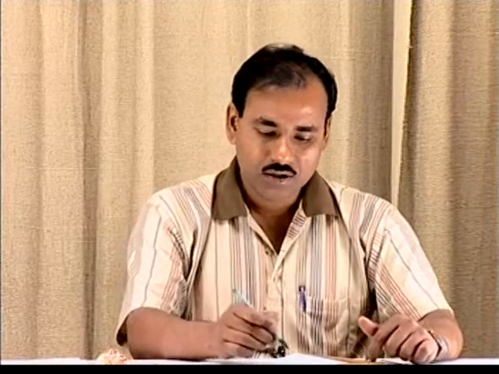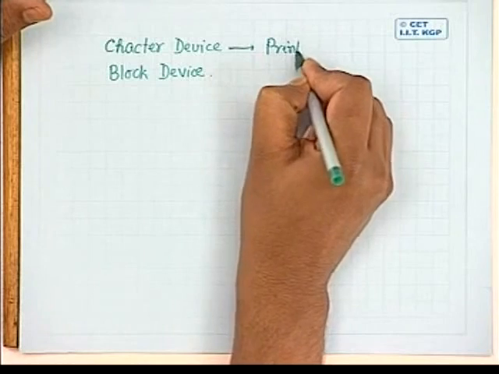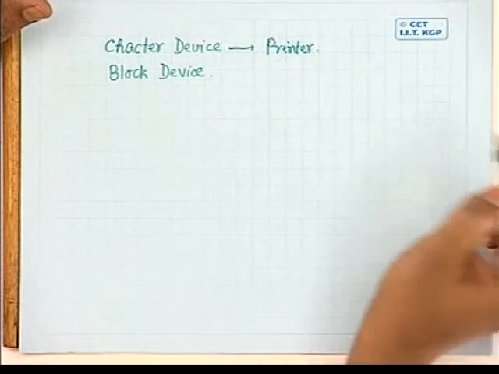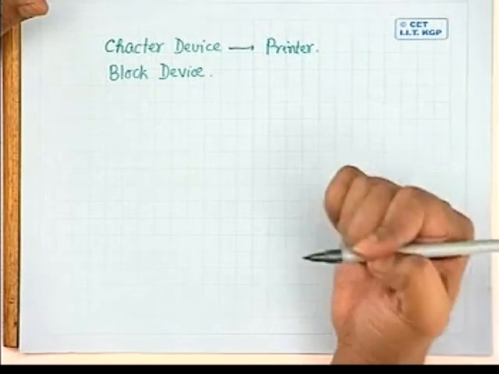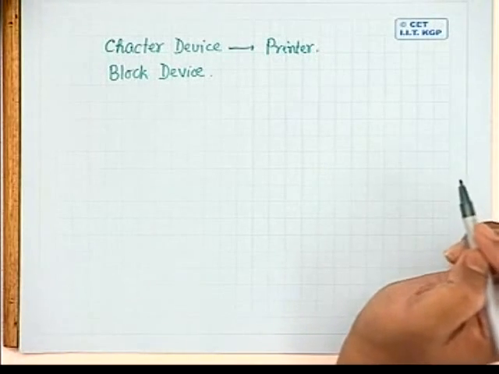Whereas in case of block devices, a single character or a single byte is not accessible. You have to access the entire block of characters or a particular block of data. So under these character devices, we can say that a printer is a character device, because in case of a printer, I can output one character at a time and the printer will accept the character.